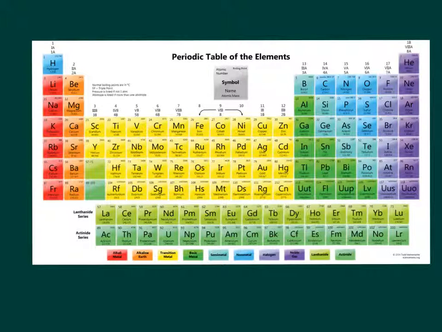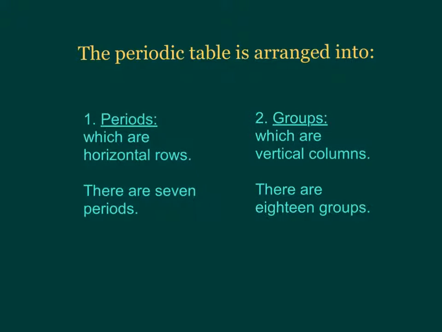The periodic table of the elements is an arrangement of all the elements according to their atomic number. A Russian chemist, Mendeleev, designed this table in 1869. It contains 118 elements. The periodic table is arranged into number 1, periods, which are horizontal rows. There are 7 periods. Number 2, groups, which are vertical columns. There are 18 groups.